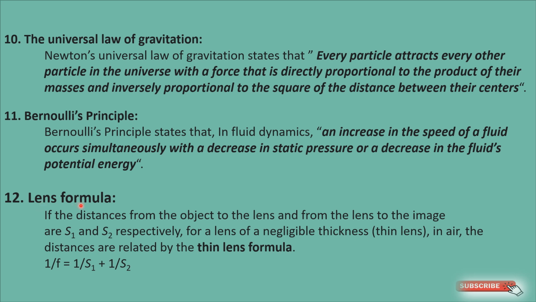12th one, lens formula. If the distance from the object to the lens and from the lens to the image are S1 and S2 respectively, for a lens of negligible thickness, that is a thin lens, in air the distances are related by the thin lens formula, that is 1/f = 1/S1 + 1/S2.